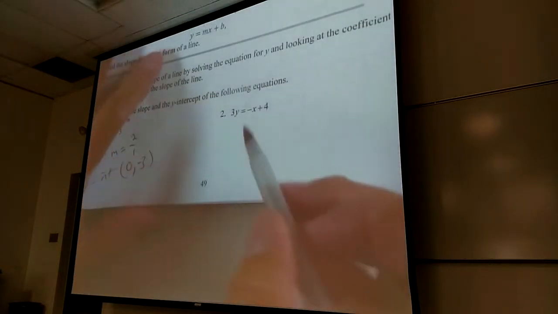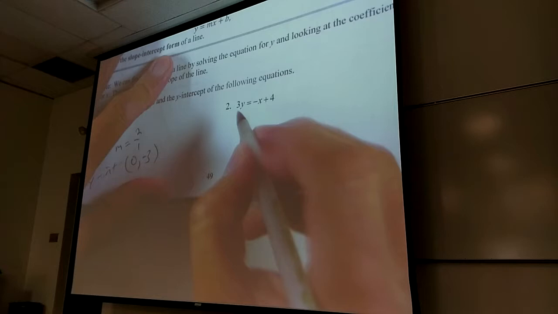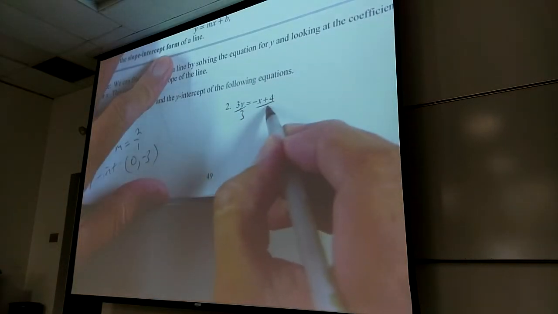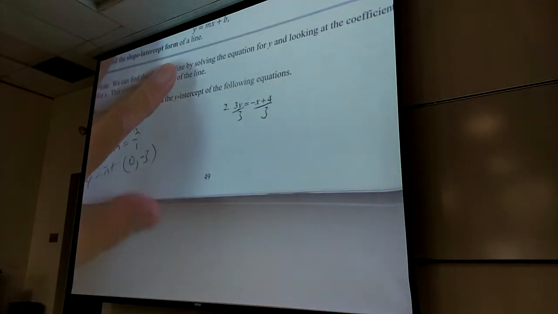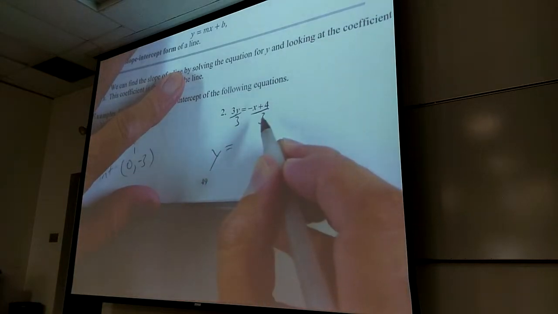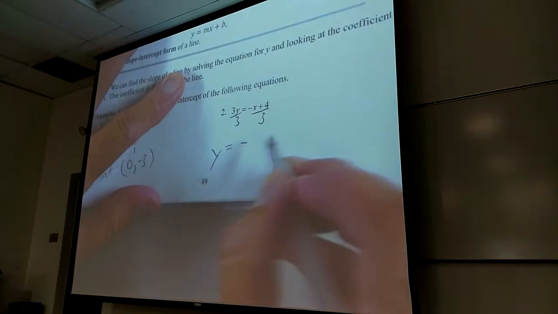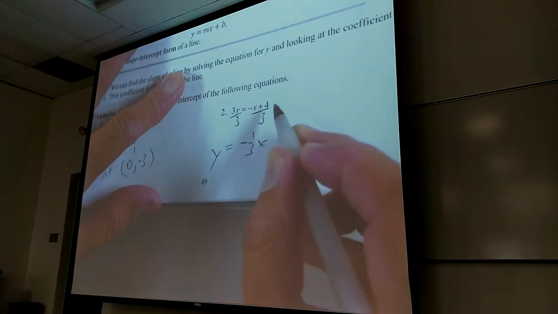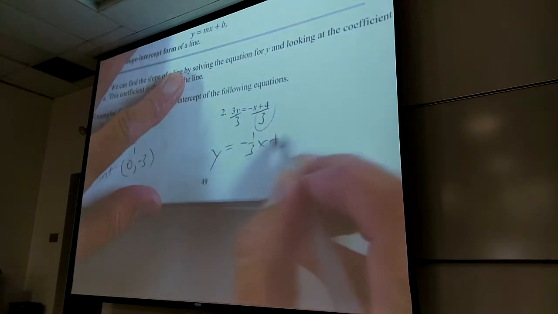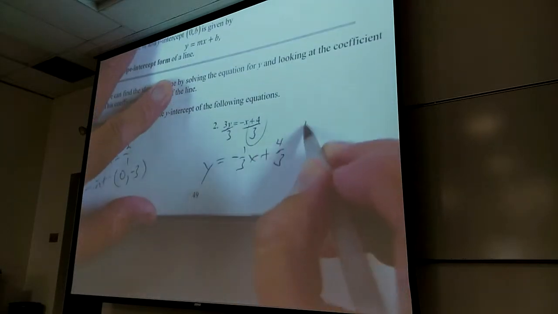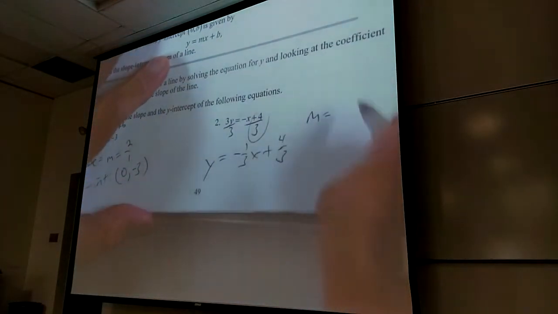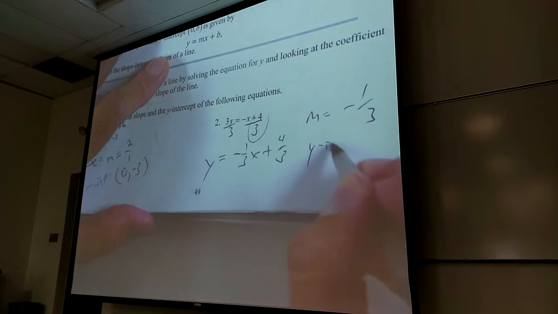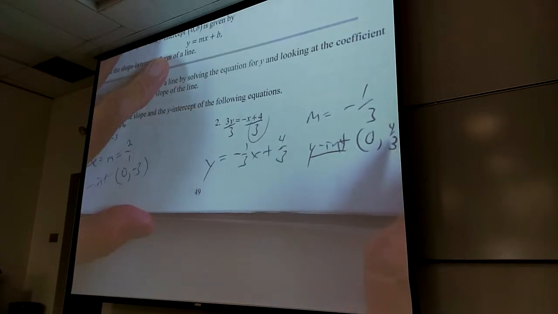So here, how do I get this? What do I do? And here you've got to be careful. If you do this, it's not very helpful. So what's a little bit better way to write that? There's even a little bit better way. Negative 1/3 x plus 4/3. I like it. So what's the slope? Negative 1/3. And what's the y-intercept? Careful. 0, 4/3.